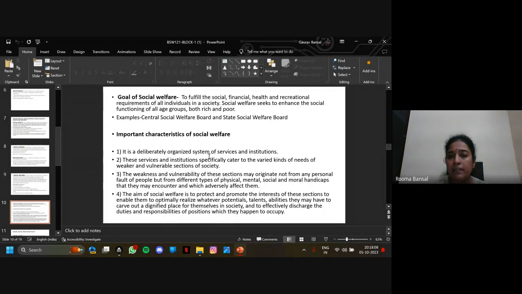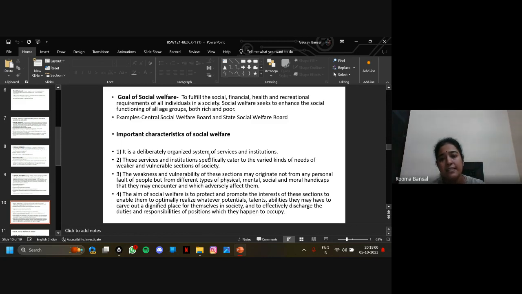The weakness and vulnerability of these sections may originate not from any personal fault of people, but from different types of physical, mental, social or moral handicap that they may encounter and which adversely affect them. Here you can take the example of a charitable organization, Latika Roy Foundation in Dehradun. Latika Roy Foundation is the agency that provides services to differently abled people, mentally and physically both. We should not use the word mentally ill.